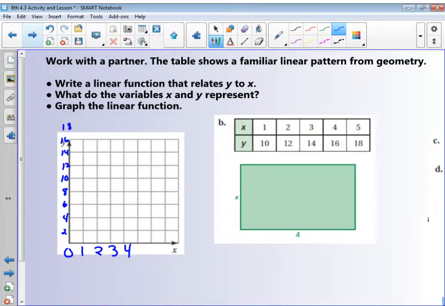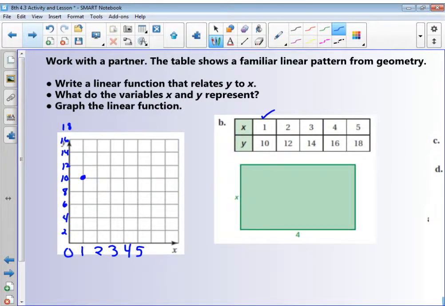Okay, 18 would be the next box up. And obviously that bottom line is 0. So now if we go through and we graph this out, I'm going to go over to 1, up to 10, put my dot. Okay, so that one's done.